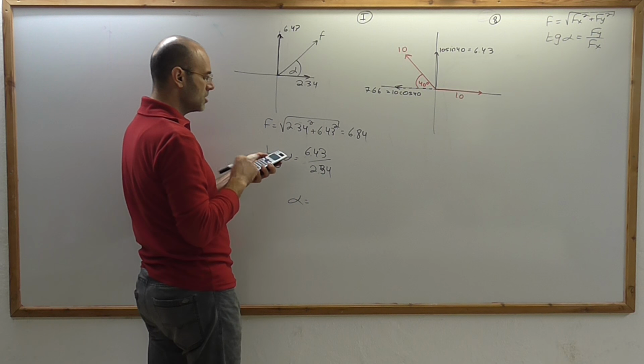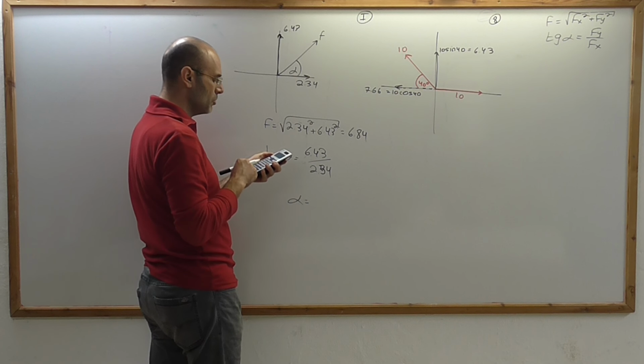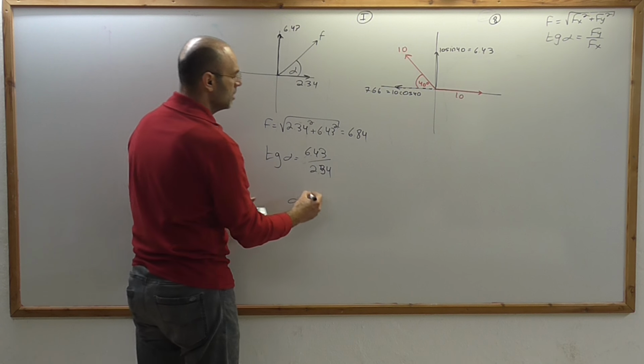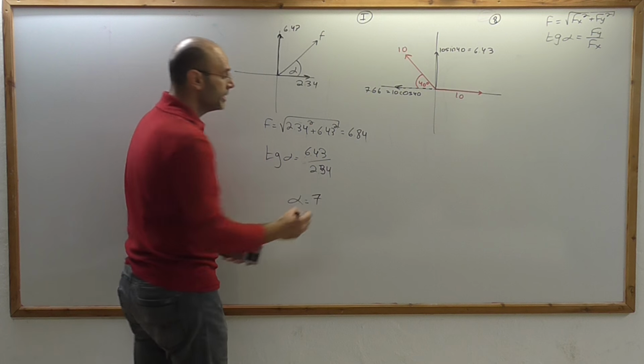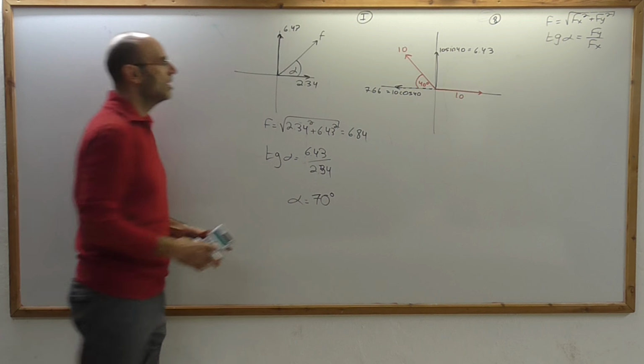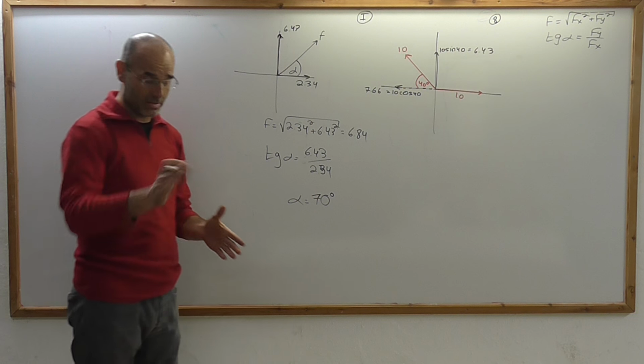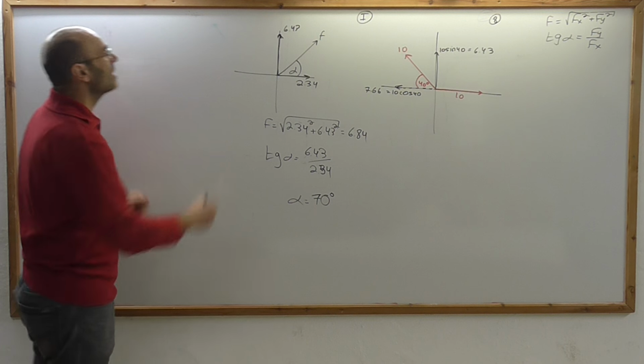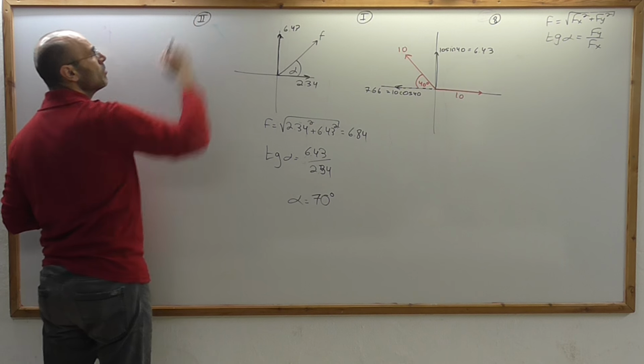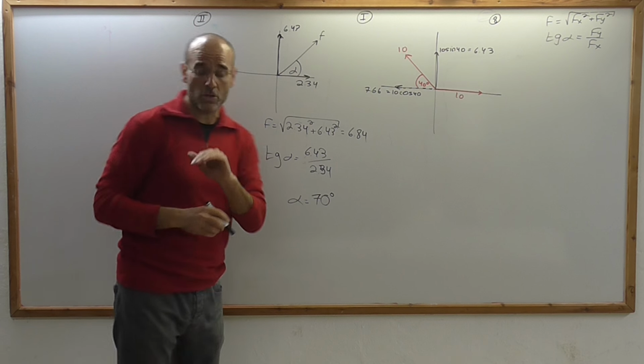Didn't write it right. 6.43 over 2.34, shift tangent. Apparently I did write it right. Okay, so this is the way to solve it. This is why we are going to solve it in problems. But I want to show you another way, because you may see also other ways.